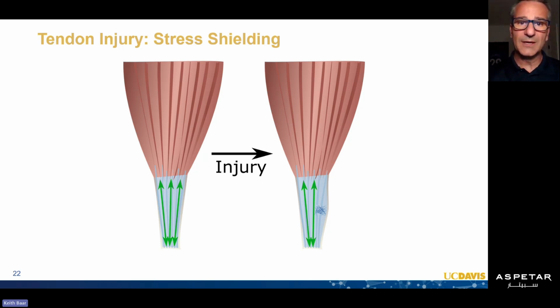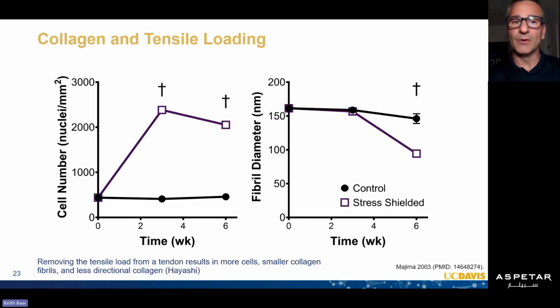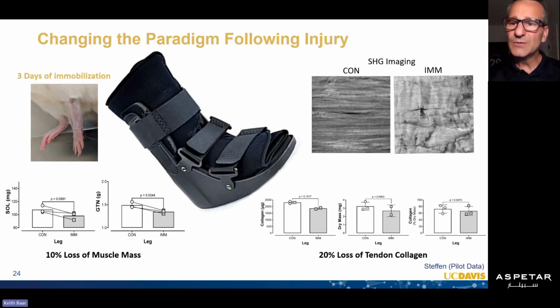But what we do in reality is we don't load it. And when we don't put load through a tendon, that's actually going to cause a scar. This is work from Hayashi in Japan, where they took rabbits, put a wire between the patella and the tibial plateau, and unloaded the patellar tendon, and within 3 weeks or 6 weeks, they had a huge number of cells. They decreased fibril diameter, they decreased the orientation of the collagen, basically all the things that we define as a scar.